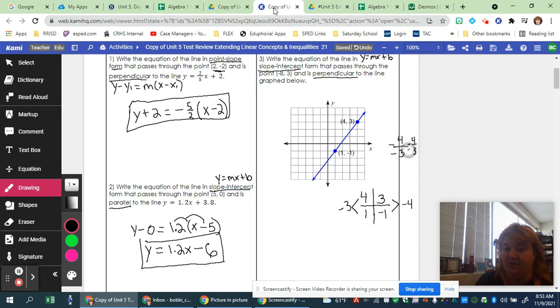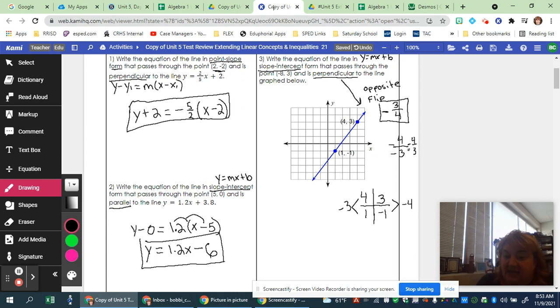Okay? Now, the line is perpendicular. So that means I have to flip it. So here's our perpendicular. I'm going to flip and do the opposite. So if my slope is positive, I'm going to make it negative, and I'm going to flip. Now, there's 2 ways you can do it at this point. You could put it in this form using those points, or you could actually just graph it.